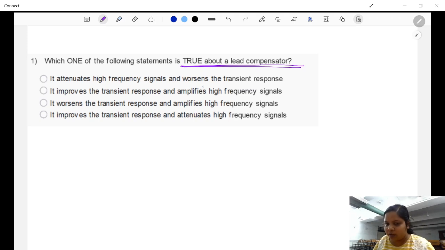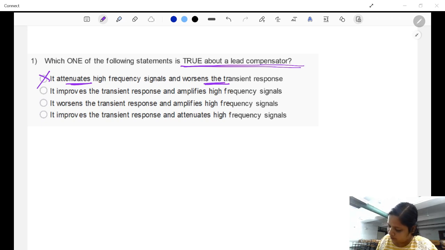Does it attenuate high frequency signals? No, because it acts as a high pass filter. If it is a high pass filter, it will always allow this to pass. And no, it does not worsen the transient response because it always helps in improving the transient response by improving the bandwidth of the system. So this is definitely not an answer to this question.